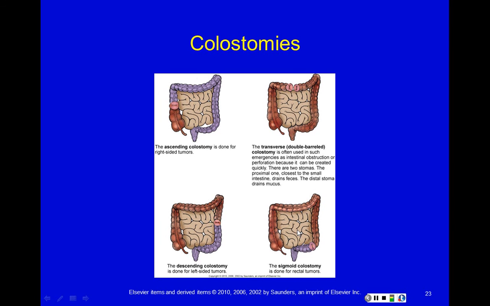sigmoid colostomy, these usually tend to be more permanent. You may see a person having a sigmoid colostomy when they have cancer that developed in the rectum, and so this person may have the rectum and the anus removed, and now they have the sigmoid colostomy. As I said, this type tends to be more permanent, whereas the transverse and double barrel colostomies can be permanent, but they tend to be temporary until the person has healing of the gastric mucosa, for those two ends to be anastomosed or sutured together.